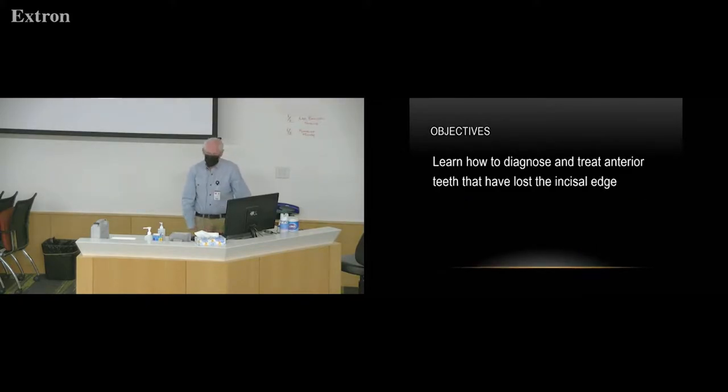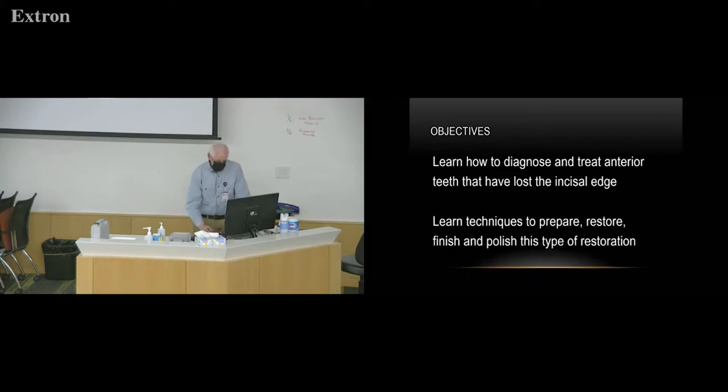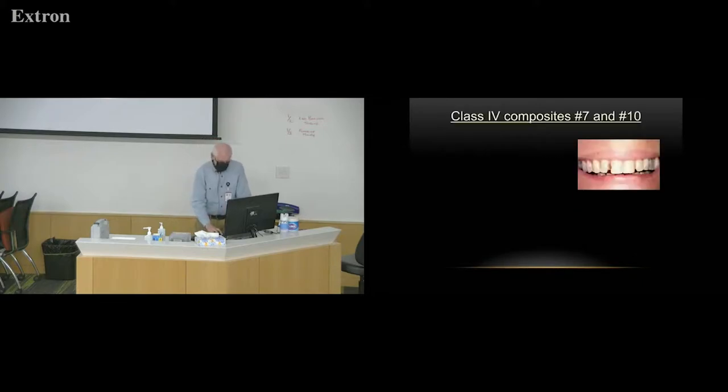Okay, these are our objectives: to learn how to diagnose and treat anterior teeth that have lost the incisal edge. You all know what a class 3 is. That's a cavity in the proximal surface of an anterior tooth. This is the next step when they've lost the incisal edge. Learn the techniques to prepare, restore, finish, and polish this type of restoration. Now, you've had a lot of experience with composite, and you know how to use the instruments, but we're going to be applying them in a slightly different way today.